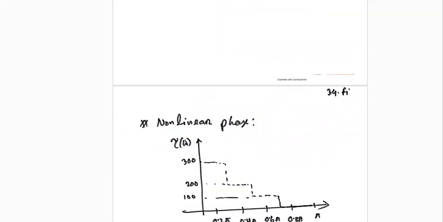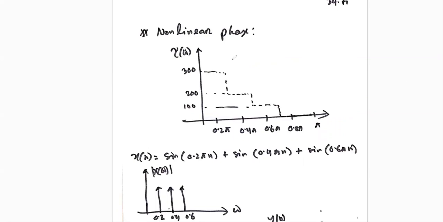Now think about a non-linear phase response. For understanding, I just make it like this. For 0.2 pi, the phase response represented by this LTI system refers to a group delay equal to 300. Let's say the group delay is 300 for 0.2 pi frequency. For 0.4 pi, this is 200, and for 0.6 pi, this is 100, and for other frequencies, this is 0. What kind of system are we talking about? We are talking about the IIR system, where the phase response is non-linear.